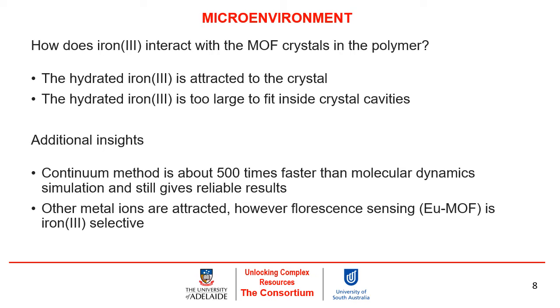Now we can answer the question, how does iron 3 interact with the crystals? Iron 3 is attracted to the crystal pore, but is too large to fit inside the pore. This is good news, because it is easier to wash the sensor and reuse it, a cost saving. We also found out that our method of using shapes to calculate the interactions is about 500 times faster than the molecular dynamics simulation, in addition to giving reliable results. Other metals are attracted to the crystal, however, this particular crystal is iron 3 selective in terms of sensing.